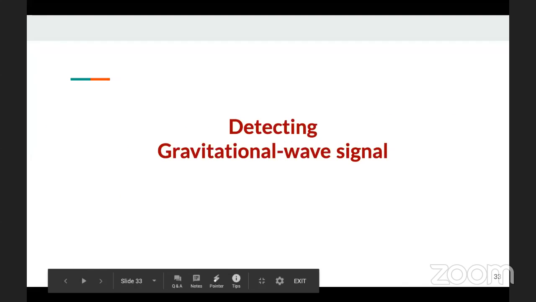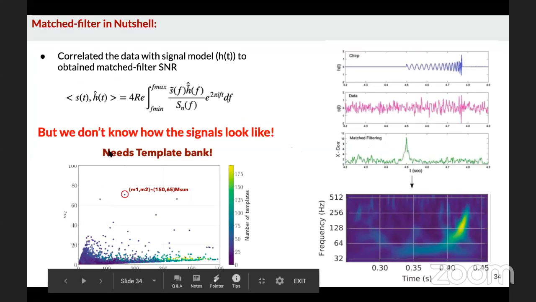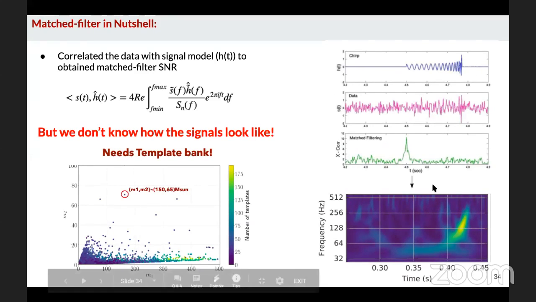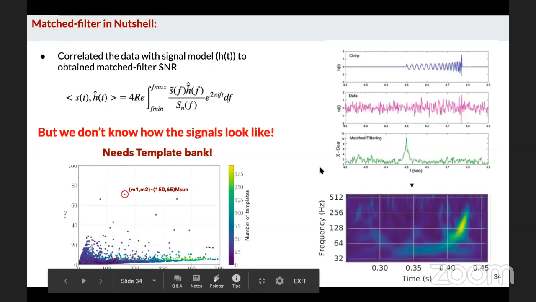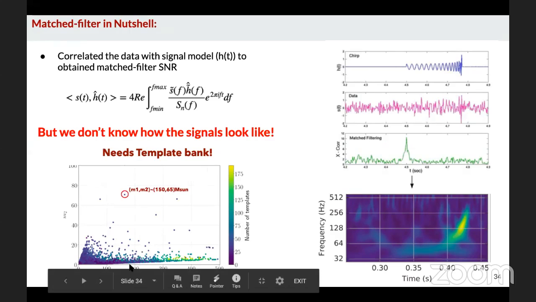I think I have already taken too much time, so I will slightly rush through my next part of the talk, and this is the final part. Detecting gravitational wave signals: again, I'll repeat that we correlate data with the waveform, and we get the signal. Because we don't know what kinds of sources are out there, we construct many source waveforms and perform the match filter in order to detect them.